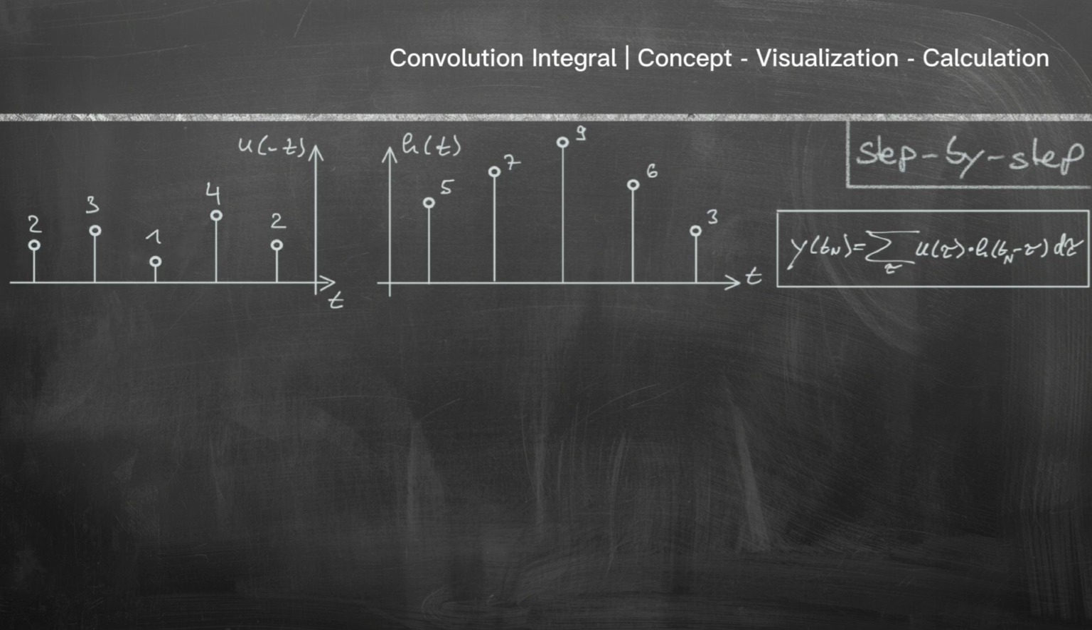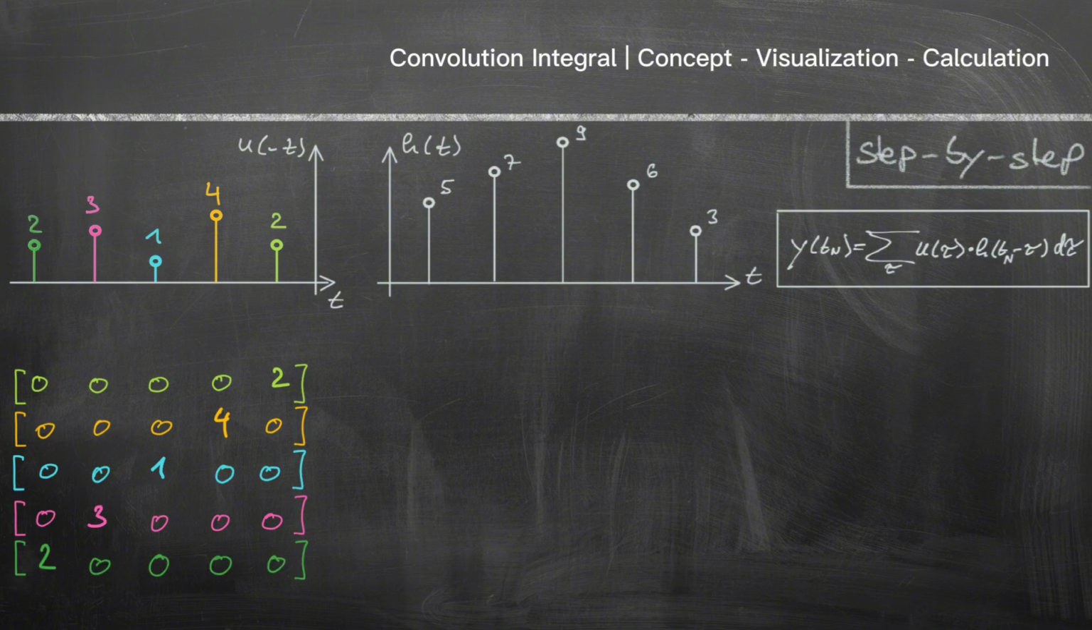The first thing we can do is break our input signal into individual impulses. In fact, we can represent the input signal as follows. Each impulse is essentially a unit impulse scaled by its magnitude. At all other points it is zero, except where the impulse occurs. This is something we already looked at in a previous lesson.